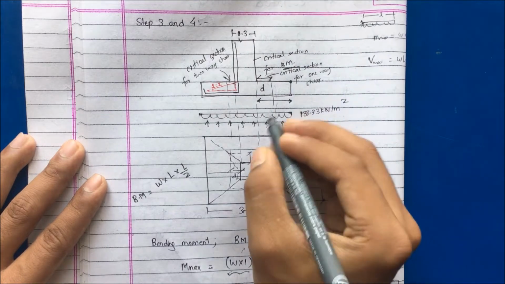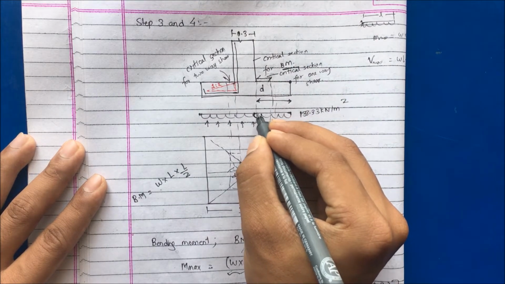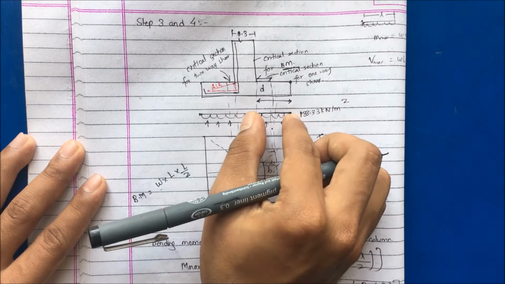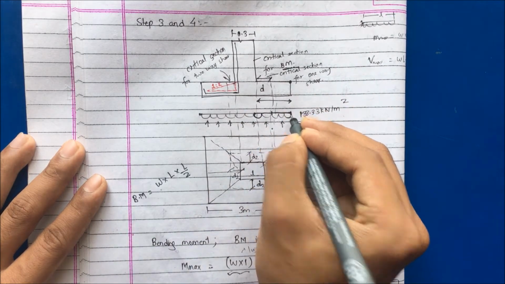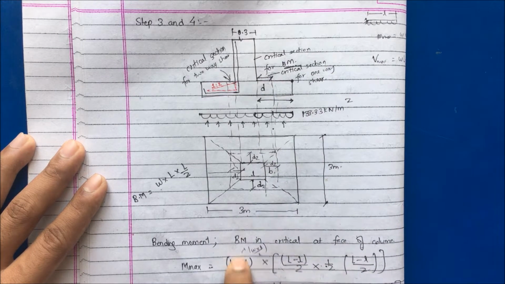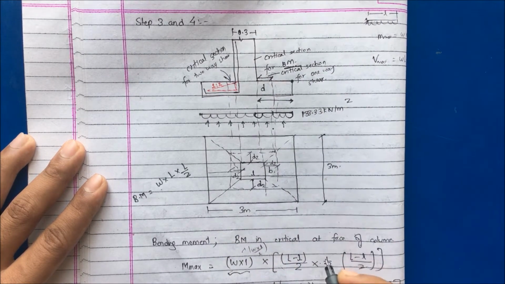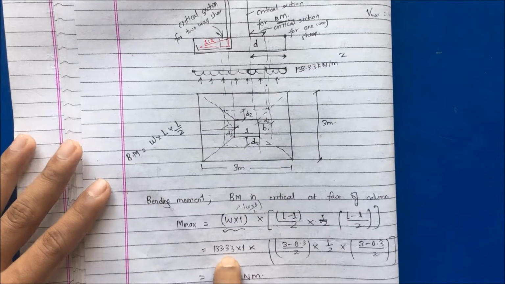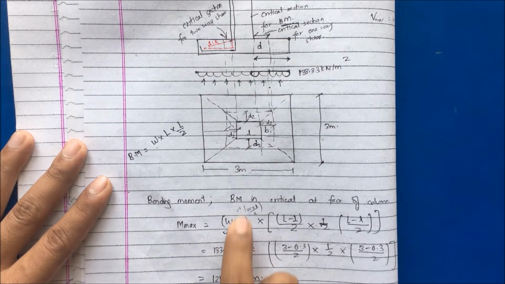This is the length. So this much UDL, from here to here, and the bending moment is W into L divided by 2, the centroidal distance. So W into L divided by 2. Substitute the value of W, which is 133.33 into 1. So this is simply 1.